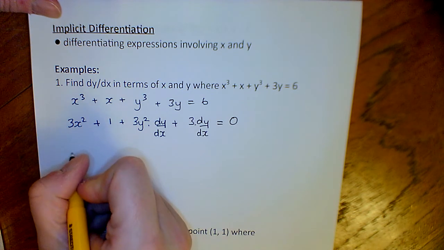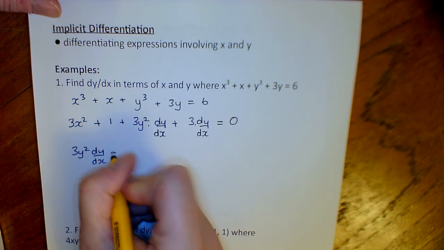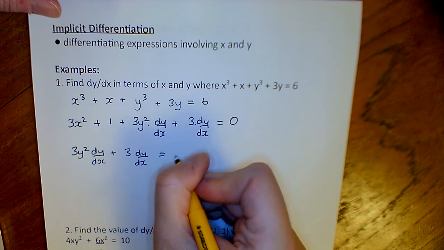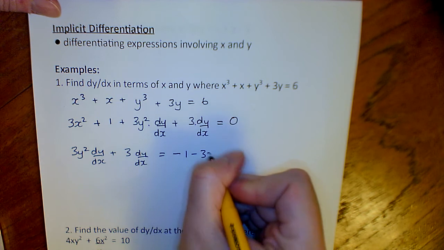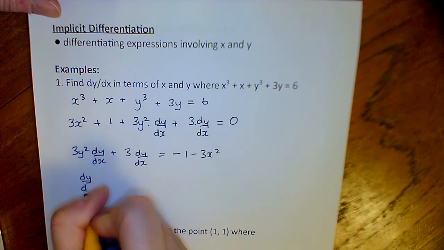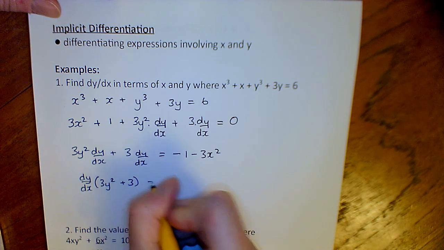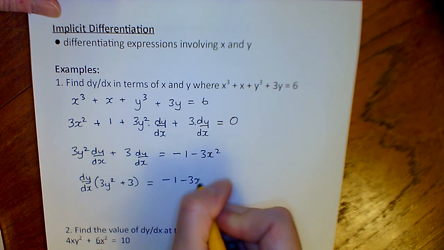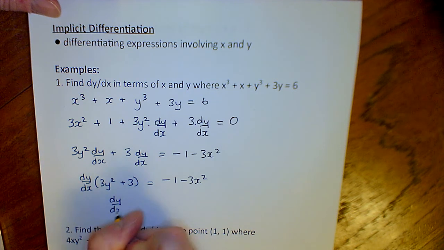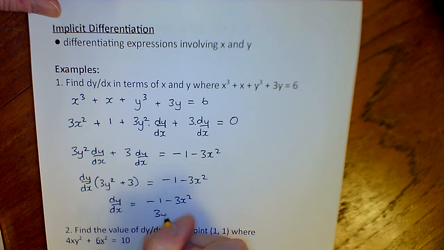So keeping our dy by dx's on one side, and we'll bring everything else across to the other side. Factorize. And then divide across by your bracket.